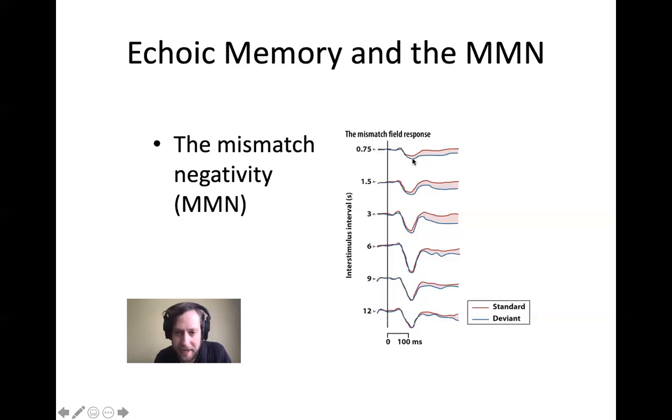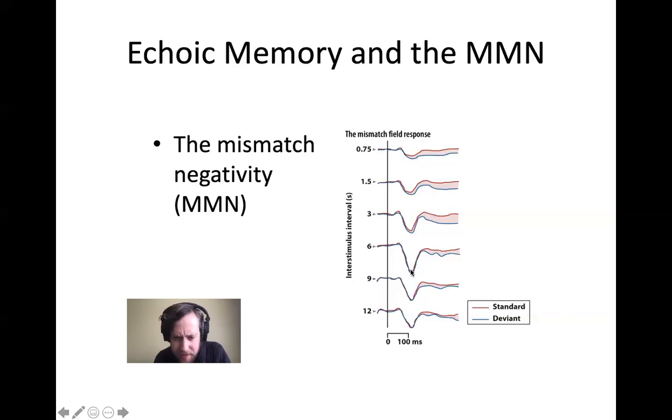The blue line has more of a negativity relative to the red line. The blue line dips down below the red line right here. That is the mismatch negativity. The blue line dips below the red line here too. That's the evidence of the mismatch negativity.